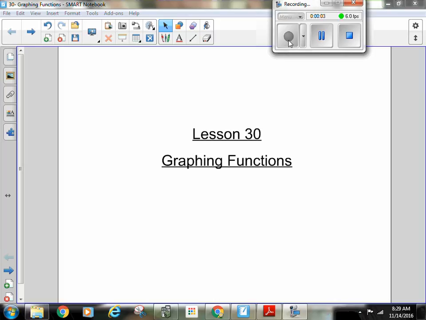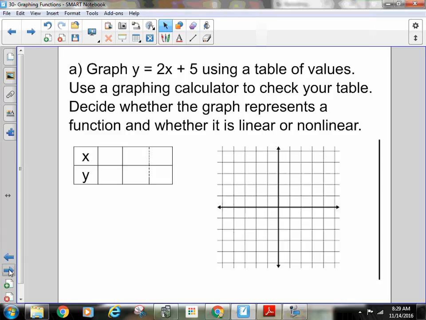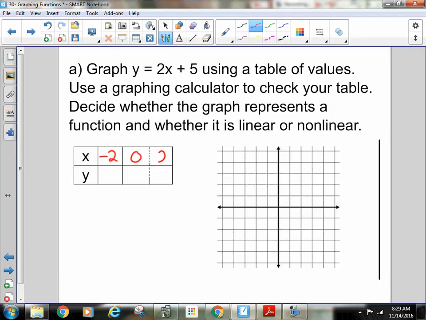Alright, ladies and gentlemen, let's do lesson 30, which is on graphing functions. The first one says, graph y equals 2x plus 5 using a table of values. Use a graphing calculator to check your table and decide whether the graph represents a function and whether it's linear or nonlinear. When we do the table, we can do this with three values, a negative, a 0, and a positive value. So let's just go with negative 2, 0, and positive 2.